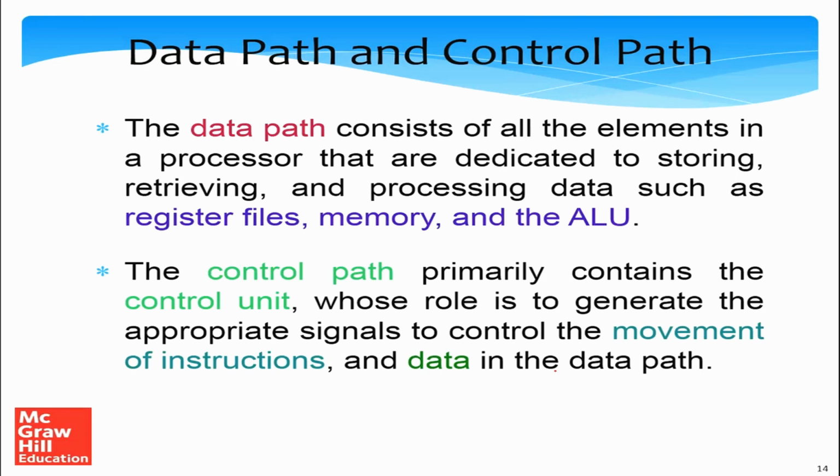So let us now define two very important concepts that we shall keep seeing over and over again in different forms. They are the data path and the control path. The data path essentially consists of all the elements in a processor that are dedicated to storing, retrieving, and processing data, such as the register file for keeping the registers, the memory, the ALU, and also in this case the program counter registers and so on. The control path is essentially what consists of the dotted lines. It primarily contains the control unit, whose role is to generate the appropriate signals to control the movement of instructions and data in the data path.